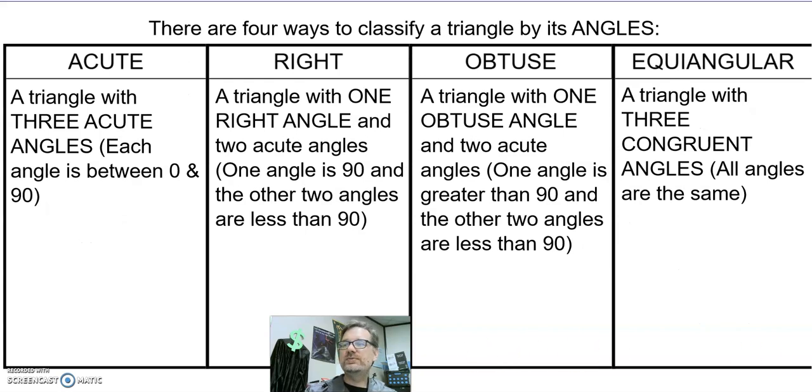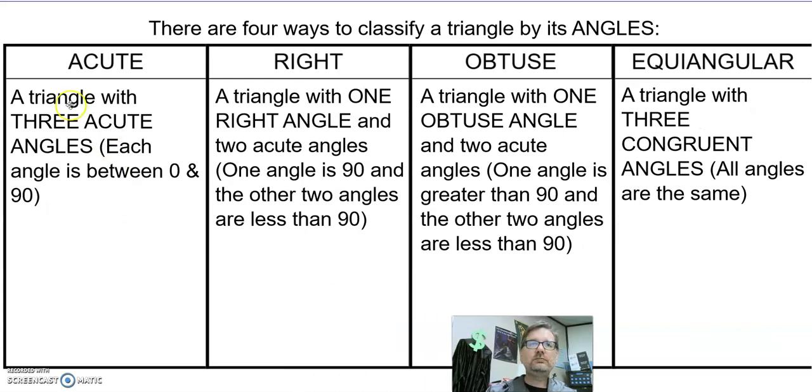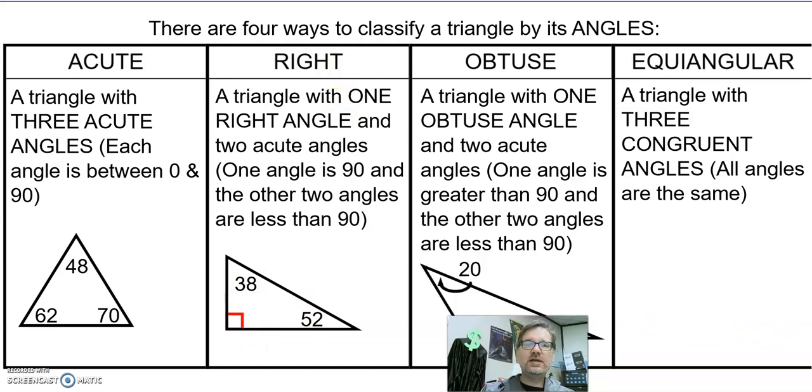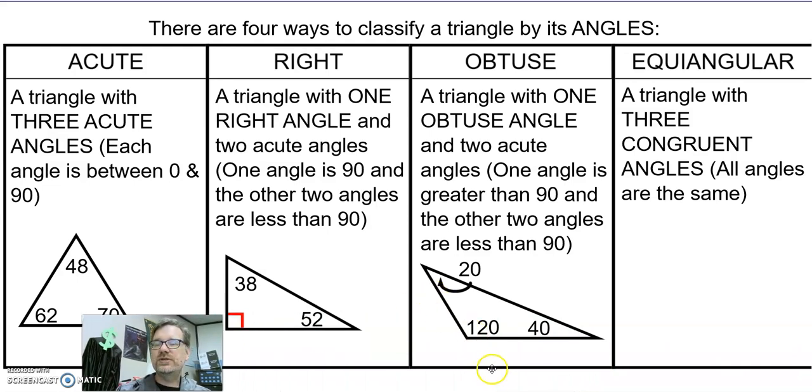Now here are the 4 ways we can name a triangle by angle. An acute triangle is a triangle that has 3 acute angles. Every angle has to be less than 90. So this is an acute triangle because each of these angles is less than 90. A right triangle has 1 right angle and 2 acute angles. 1 right, 2 acute makes it a right triangle. An obtuse triangle is a triangle with only 1 obtuse angle, 1 obtuse angle and 2 acute angles.